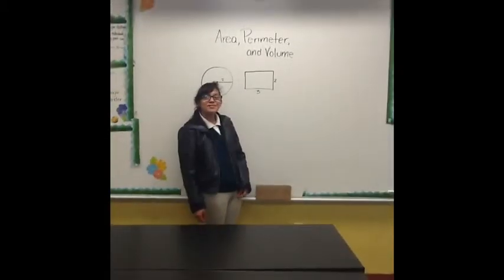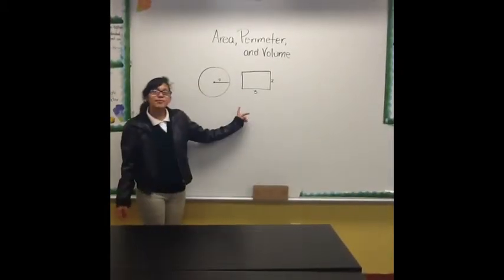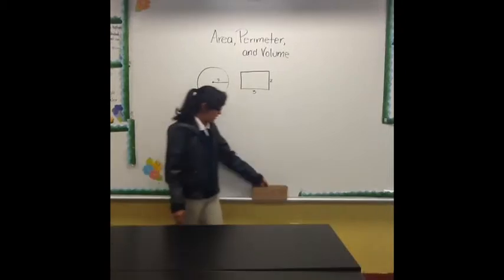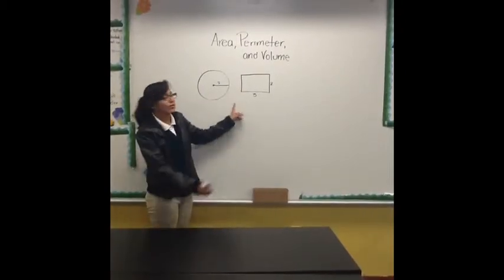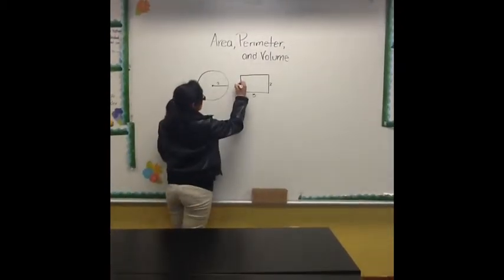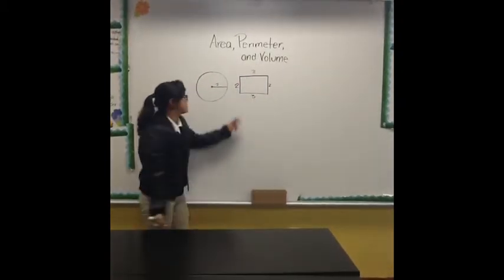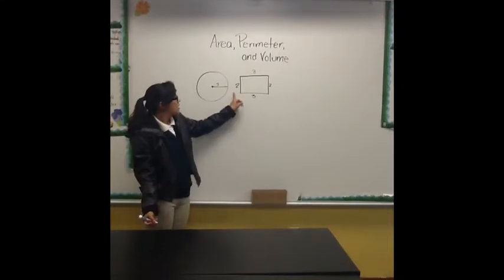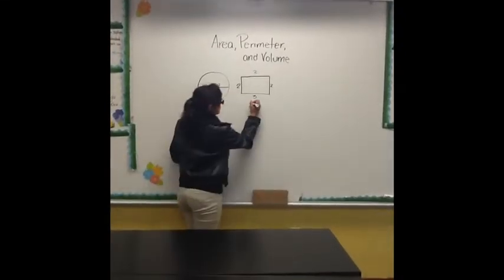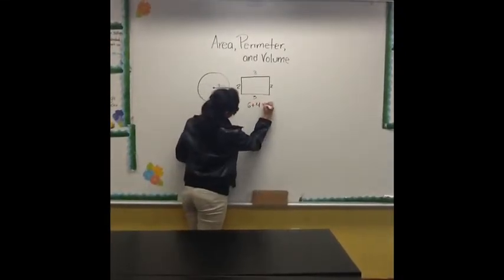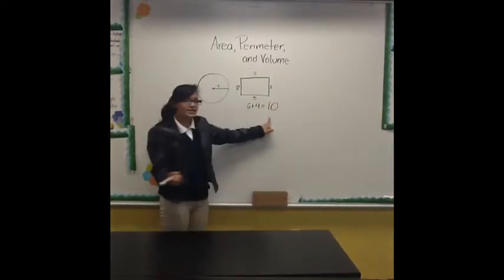Now let's move on to perimeter. To find a perimeter, all you have to do is add up all the sides. Let's start with the rectangle. We know that these two sides are the same, so this will be 2, and so are these, and this will be 3. So 3 plus 3 is 6, and 2 plus 2 is 4. So 6 plus 4 equals 10, and 10 is our perimeter.